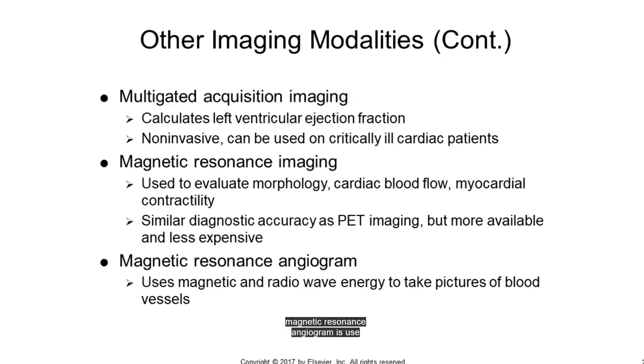Lastly, magnetic resonance angiograms use magnetic and radio waves to take pictures of blood vessels and can be used with contrast to detect aneurysms, dissections, or stenosis of vessels. Patients with metal devices, however, cannot use this diagnostic tool due to its strong magnet, similar to an MRI.